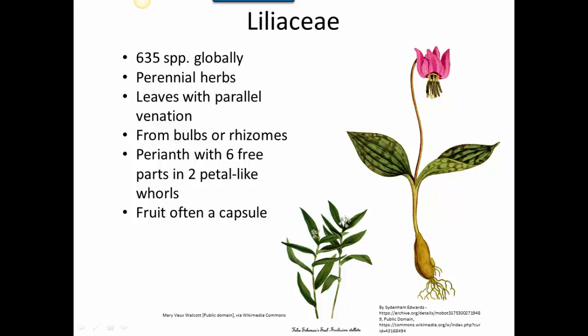They have a perianth. Remember, perianth is the term for the calyx and the corolla. So they have a perianth with 6 free parts. So it includes 2 petal-like whorls. So the sepals are very difficult to distinguish from the petals in lilies. They look very similar. So we refer to it as a perianth. All of the petals are free from each other, so they're not fused. All of the petals and sepals are free. The fruit in the lilies is often a capsule.